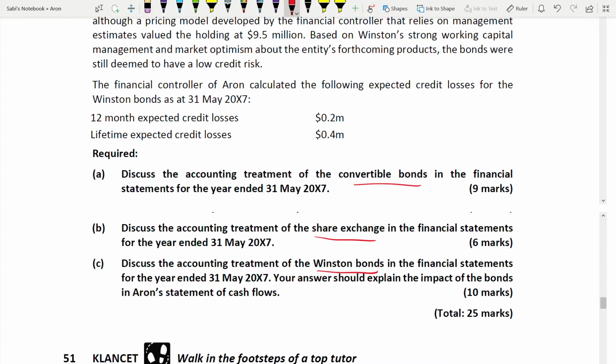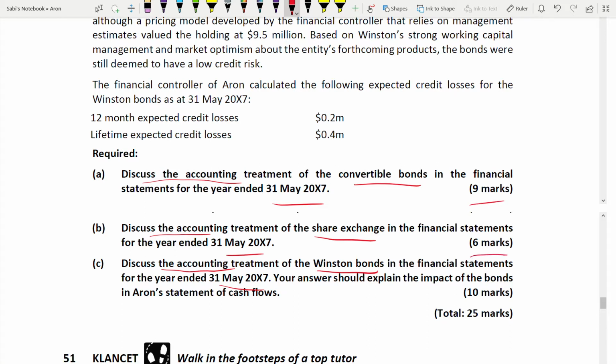You can write them in any order; in fact they are not related to each other. Requirements A, B and C are the same: discuss the accounting treatment for 31st May 2007. What is the accounting treatment in the financial statements of that particular item? Both A and B are the same, it's just the instrument that is different. This is for 9 marks, this is for 6 marks.